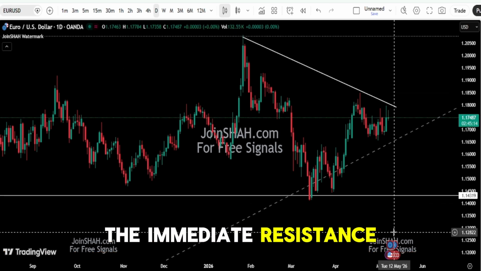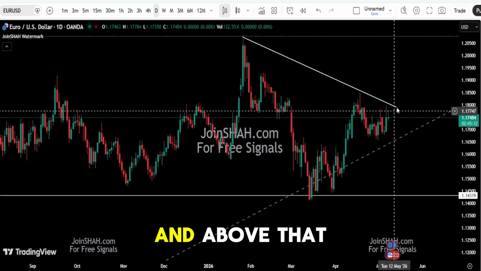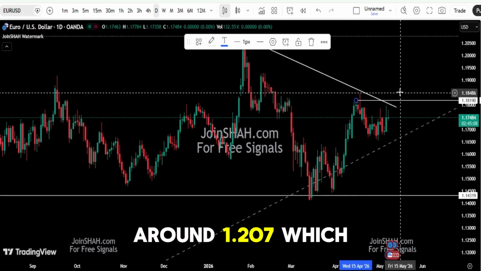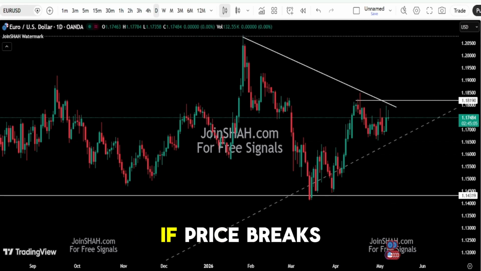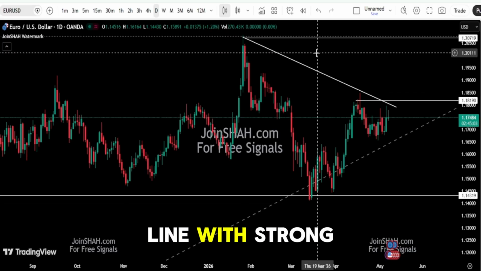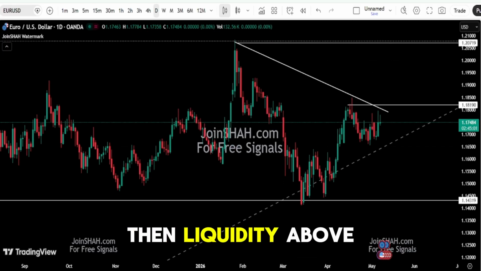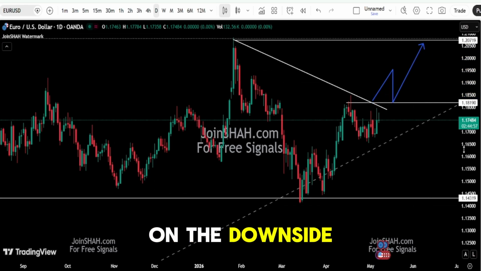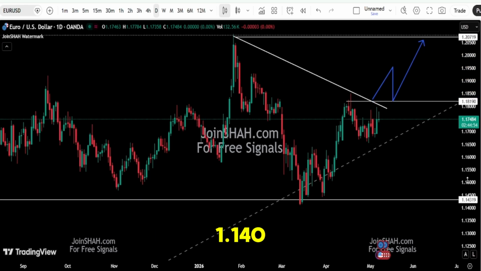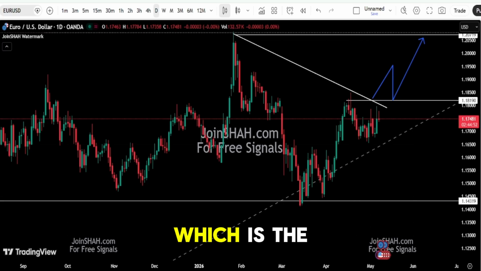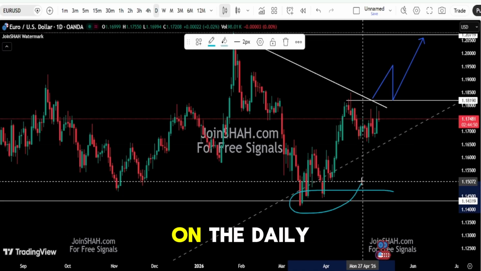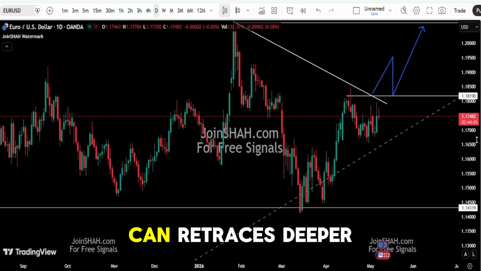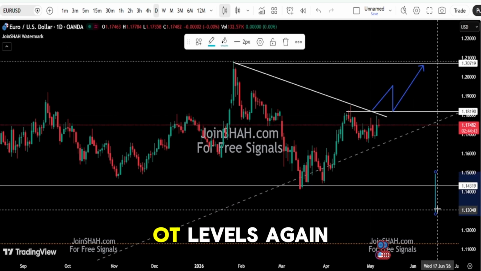The immediate resistance sits near 1.180, and above that the major liquidity target remains around 1.207, which is the weekly swing high. If price breaks above the trend line with strong daily closes, then liquidity above the highs becomes the next objective. On the downside, support remains around 1.140, which is the previous swing support on the daily time frame. If this level breaks, then the market can retrace deeper toward the weekly OTE levels again.